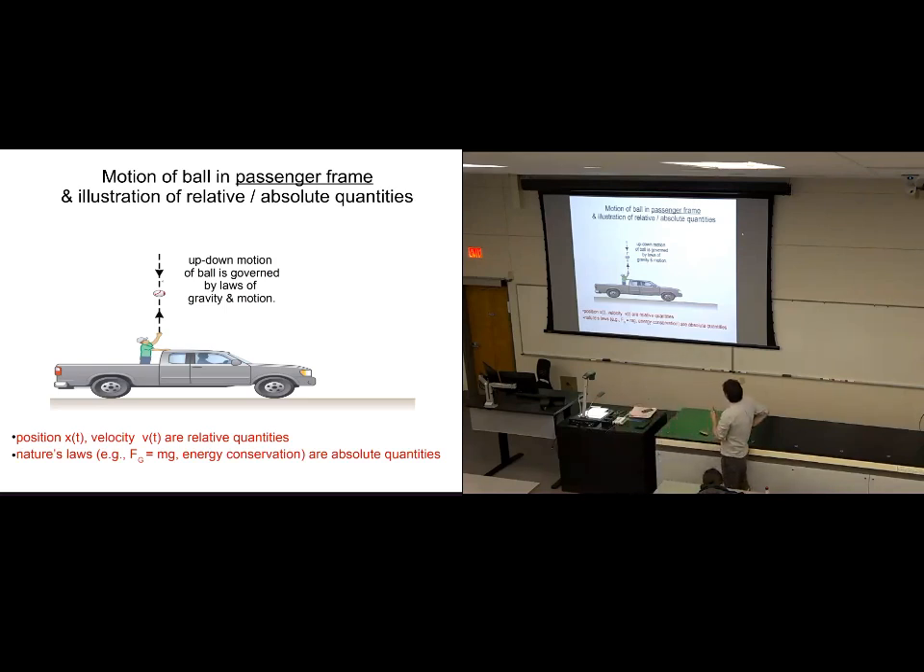Okay, so passenger reference frame. Here's the truck moving down the road. Here's the person in the back of the truck. I wouldn't recommend doing this, but they throw the ball into the air, and the ball comes back and they catch the ball.